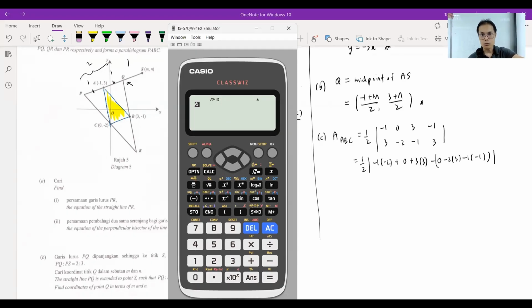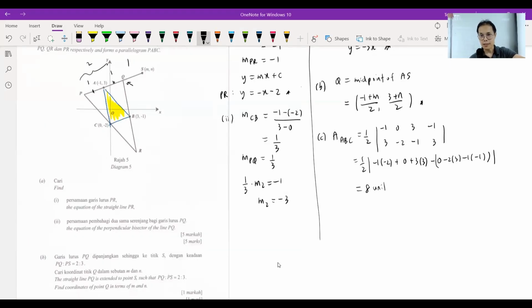So the first one is 2 plus 9 minus open bracket -6. 2 times 3 is 6. Minus is a +1. This will give us 16. Half of 16, you divide by 2. This area is 8. ABC is 8.